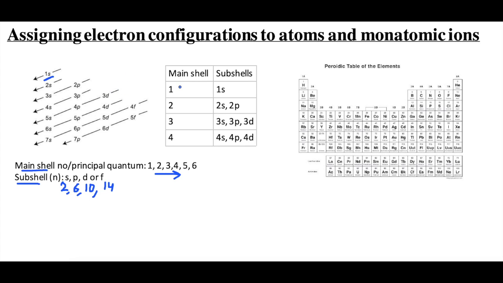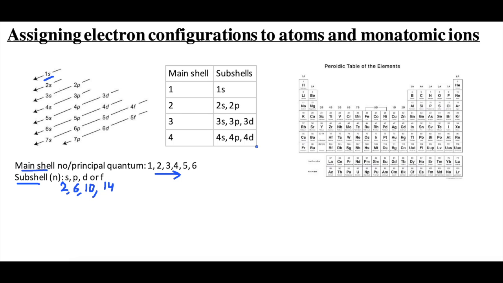For the first main shell, there is only one subshell, 1s. For the second main shell, there are 2 subshells, 2s and 2p. So the second main shell can hold up to 8 electrons. The s subshell holds 2 and the p subshell holds 6. 2 plus 6 is 8. The third main shell has 3 subshells, s, p, and d. And the fourth main shell also has 3 subshells, s, p, and d.